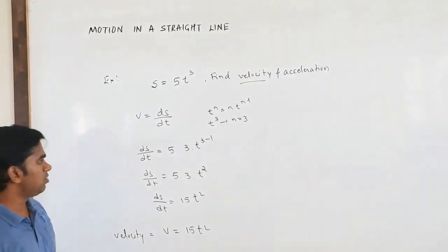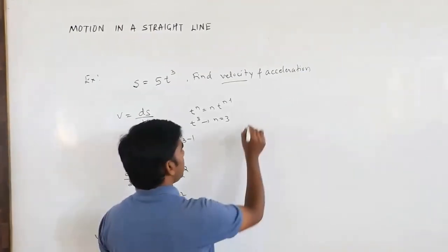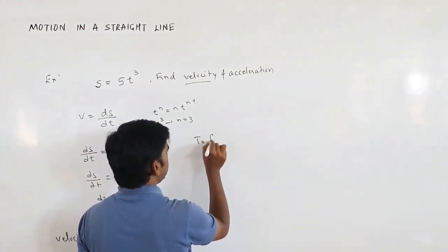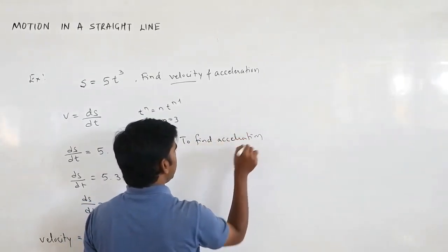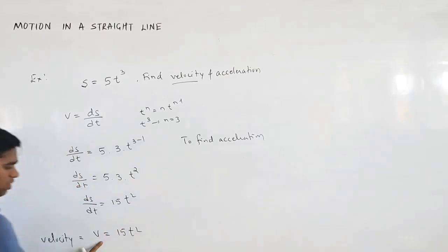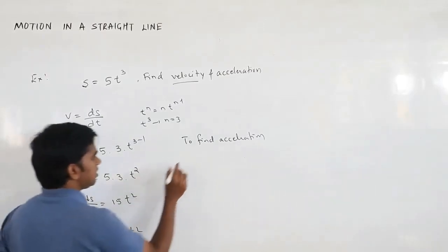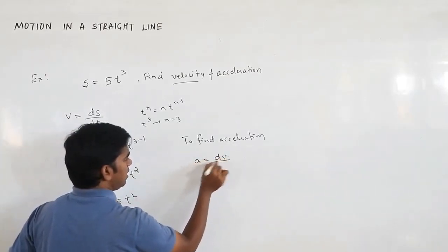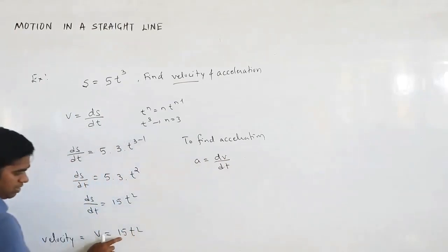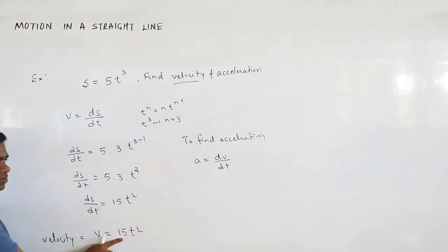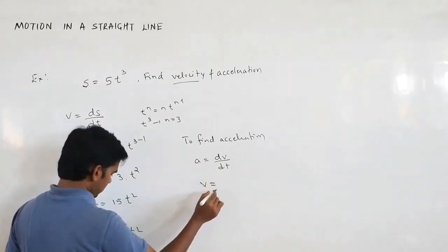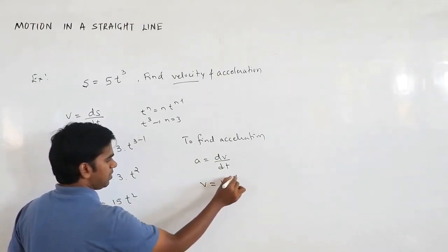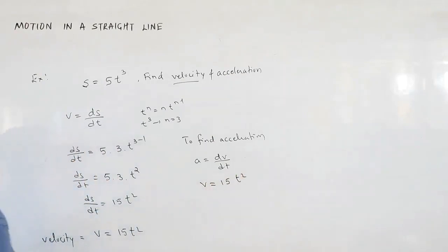So now if you want to find acceleration, what you have to do? You have to differentiate this one more time. Because what is acceleration? Acceleration is dv by dt. Velocity is here. V is what? 15 t square. So differentiate this once again. So v equals to what you got? V equals to 15 t square.